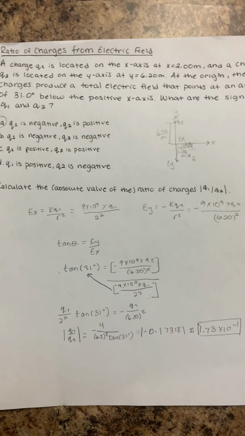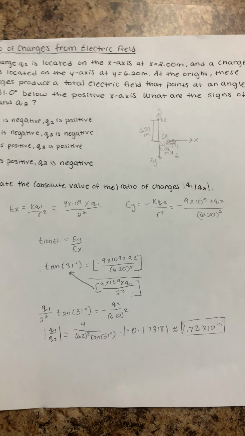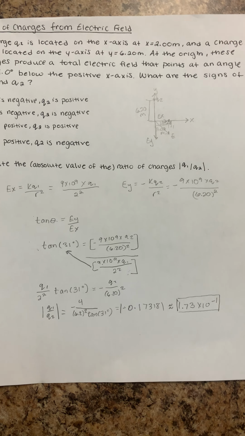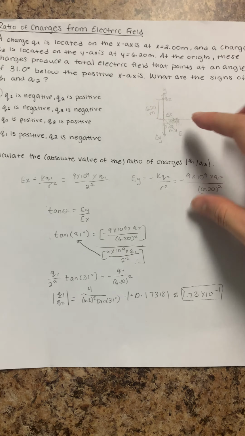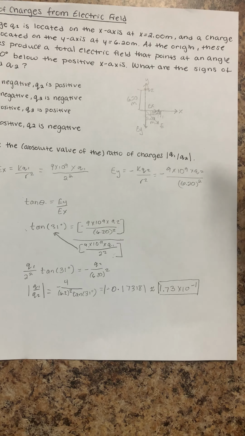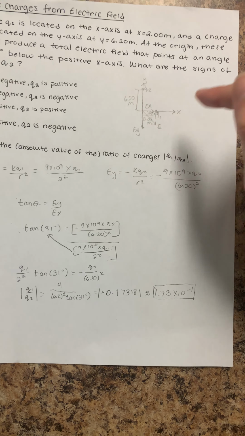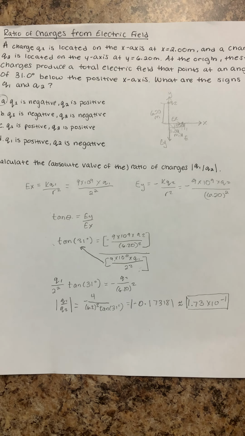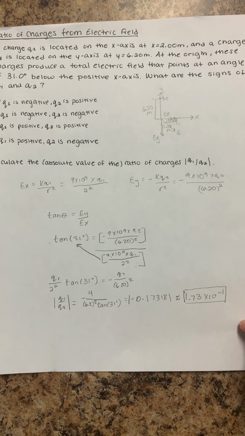And basically what we can do to check to see if this makes sense is that we know our final answer is supposed to be negative because, like I said before, the total electric field is going to be negative. So we know that this answer makes logical sense.